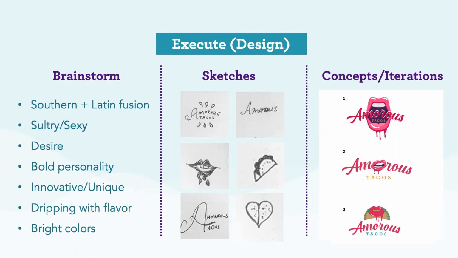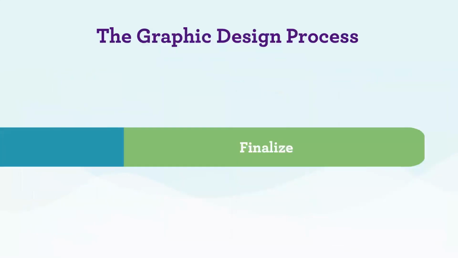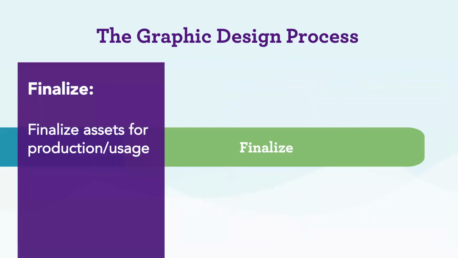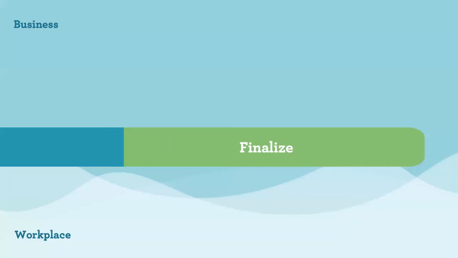So these were some iterations that we had once we had more conversations to try to get to that desired end. And then finally, we are going to finalize. We're going to wrap this design up. We're going to tie a bow around it, and we're going to be able to deliver that asset for production or usage. So this is the fun part, because now we are almost there. We are pretty much done.